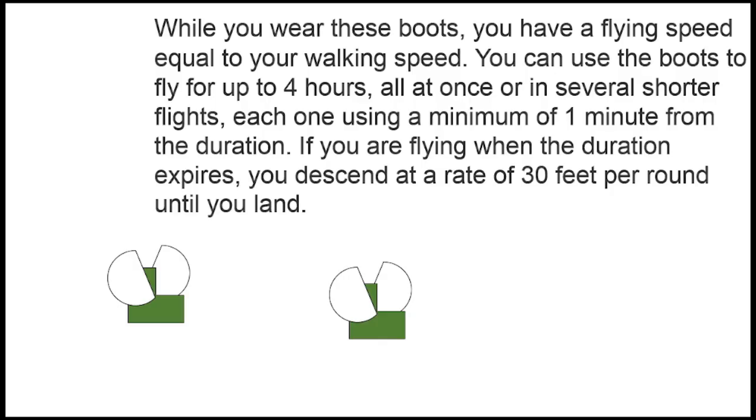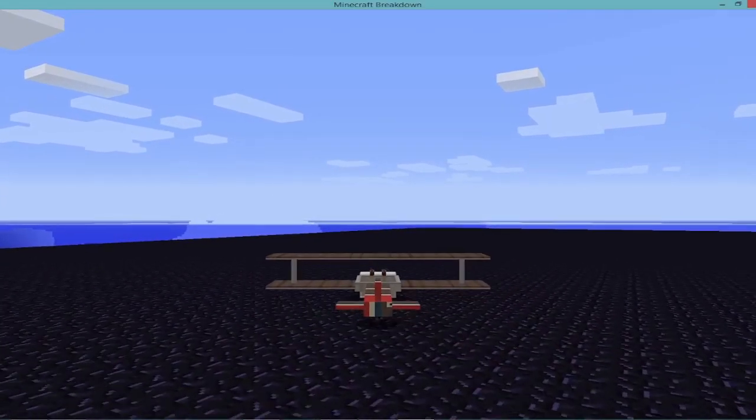Number 6, the Winged Boots. While wearing these boots, you have a flying speed equal to your walking speed. You can use these boots to fly up to 4 hours, either all at once or in several shorter flights, each one using a minimum of 1 minute, etc., etc.